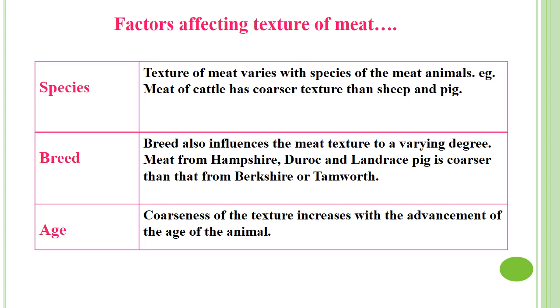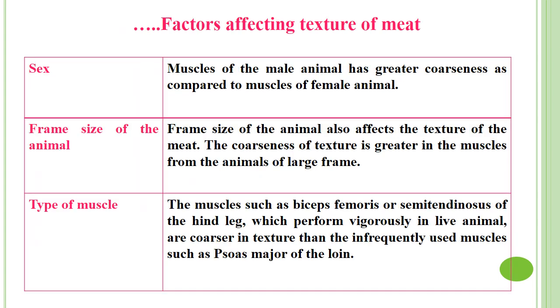Now in continuation about the factors affecting texture of meat, another one is sex. So muscles of the male animal have greater coarseness as compared to muscles of female animal. So the meat from male and female, there will be difference. The meat from male will be more coarse in texture than from the female. It is also partially maybe due to the more muscular activity.